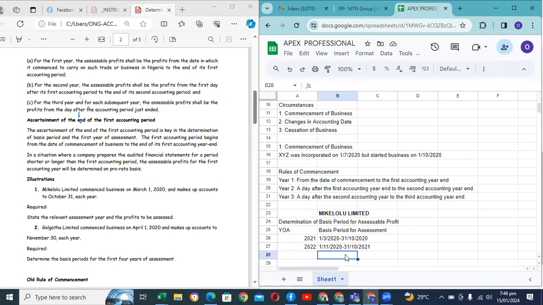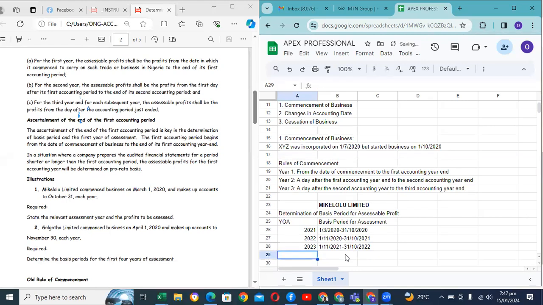So I will go to do the third one. A day after, abi? 1/11/2021, to 31/10/2022. Hold on, I will repeat myself. What is the year after? 2023. Good. Now, I believe with this you are able to interpret the rules, abi? Yes, sir. Good. Let me come again with the rules.